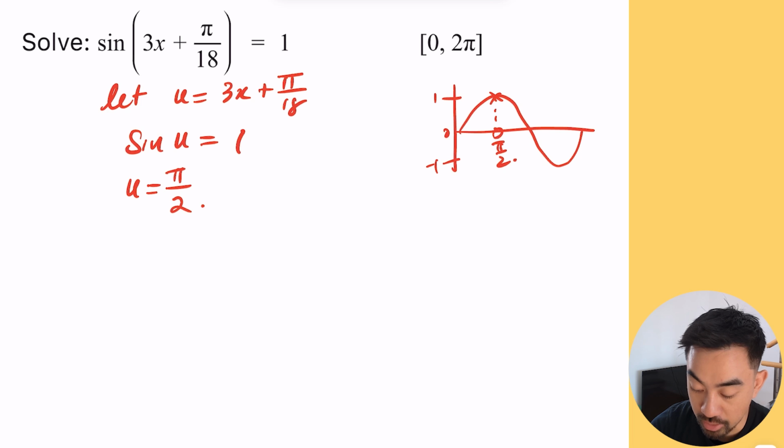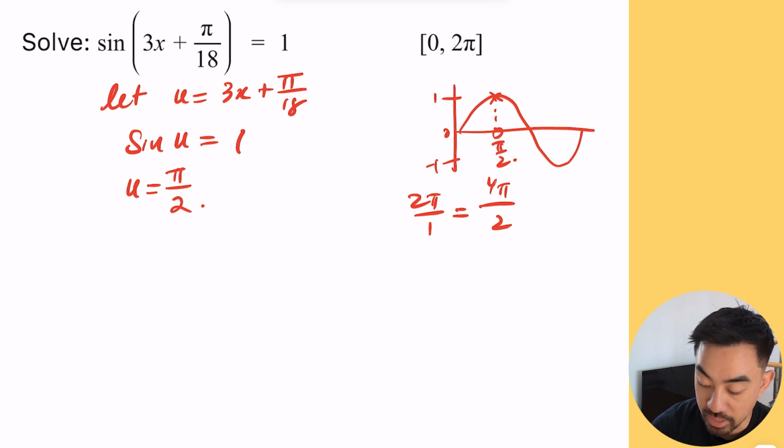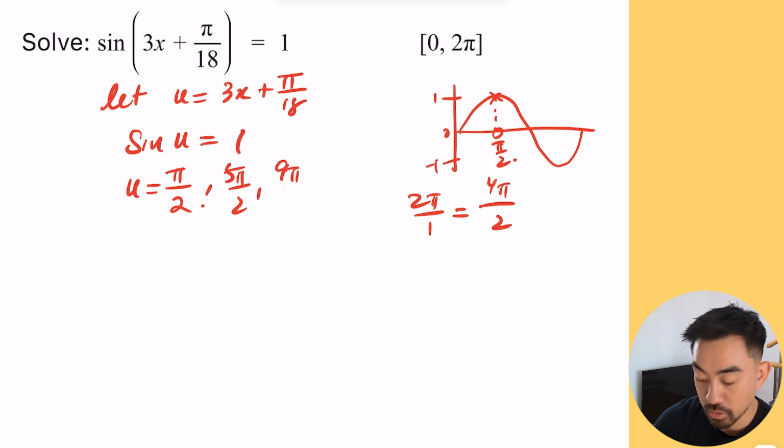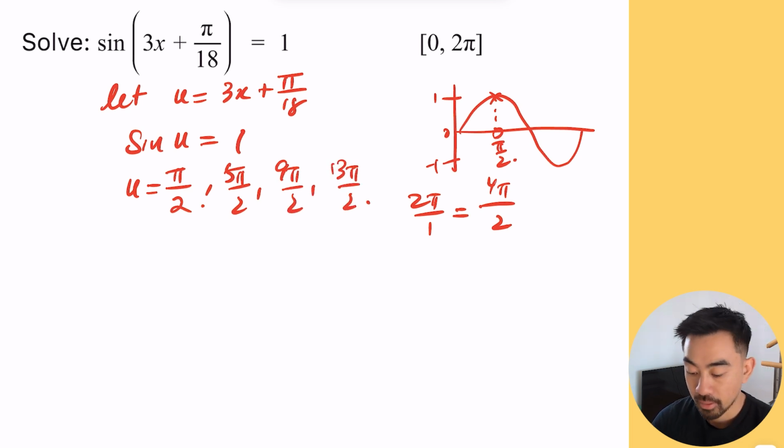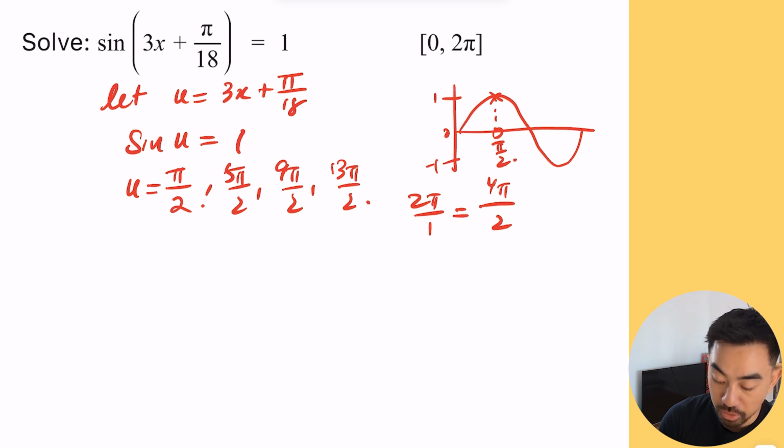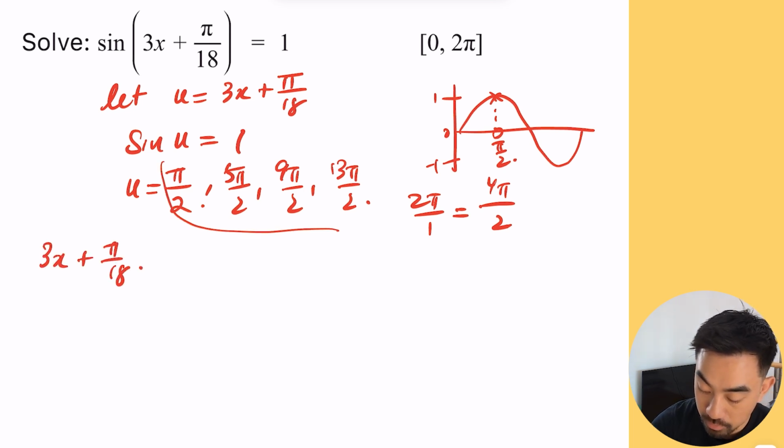I just realized I've changed color, but let's just keep going with it. So 2 pi with the denominator of 2, that's 4 pi on 2. So I need to add 4 pi on 2 to my solution. That's 5 pi on 2. Add another 4, that's 9 pi on 2. Add another 4, that's 13 pi on 2. All right, but u is equal to 3x plus pi on 18. So replace the u.